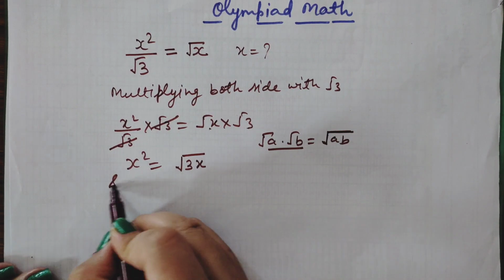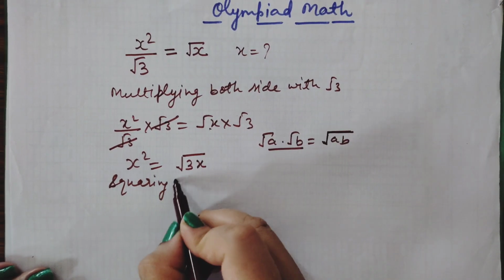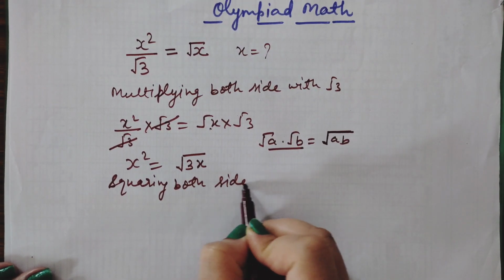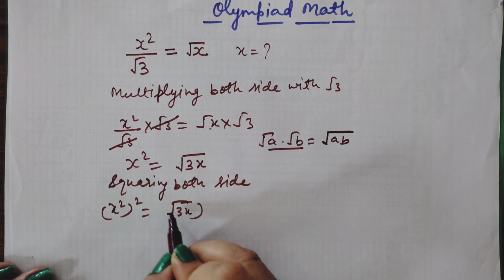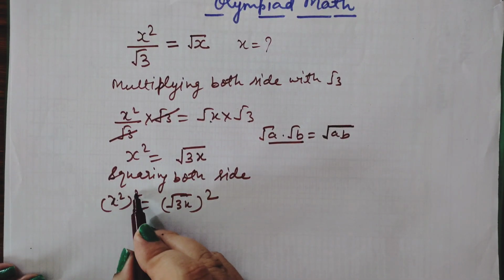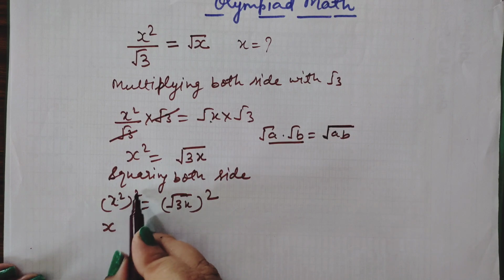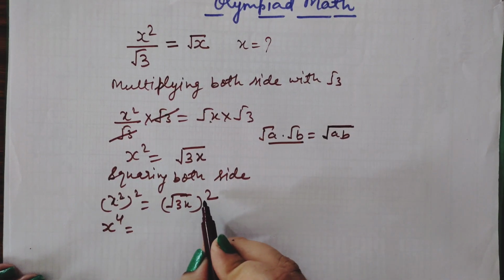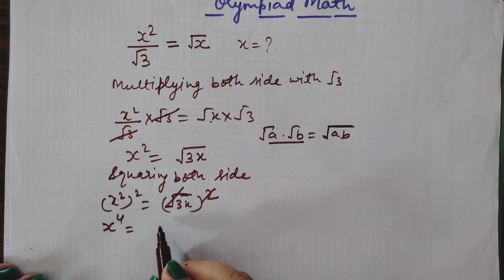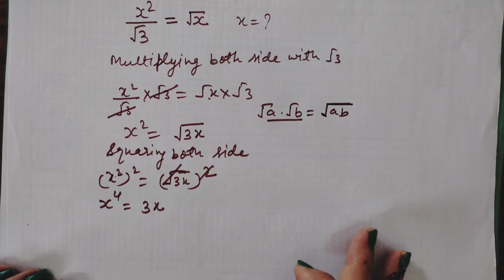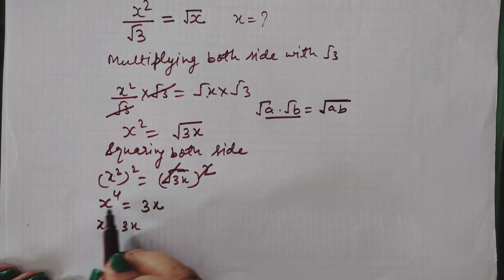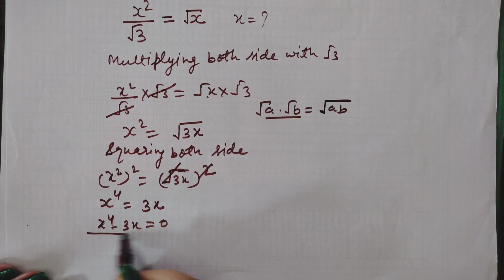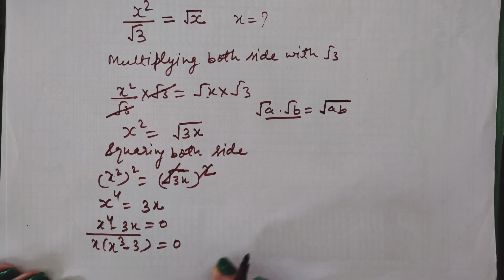After that, squaring both sides. x square, whole square, and it is root of 3x, whole square. Now x square whole square, power to power, is x to the power 4, and this root is cancelled by the square, so it is 3x. Now you can see x to the power 4 and 3x, so x to the power 4 minus 3x comes to the left hand side, the right hand side is 0, and here x is common, so x times x cube minus 3 is equal to 0.